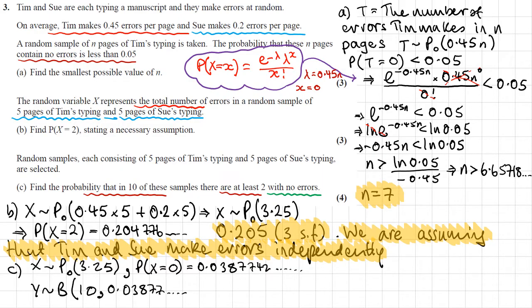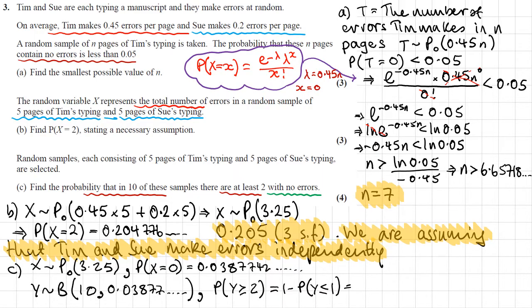and I want to work out the probability that there are at least 2 with no errors. So at least 2 is going to be not x but y, 2 or more. That's equal to 1 minus the probability that we have less than 1. That's like the probability of 0 and 1 added together.